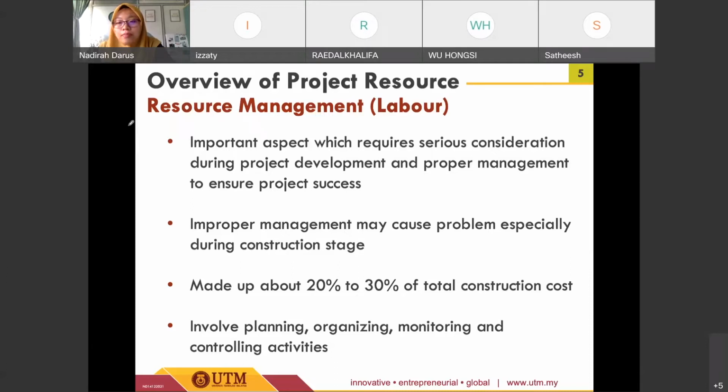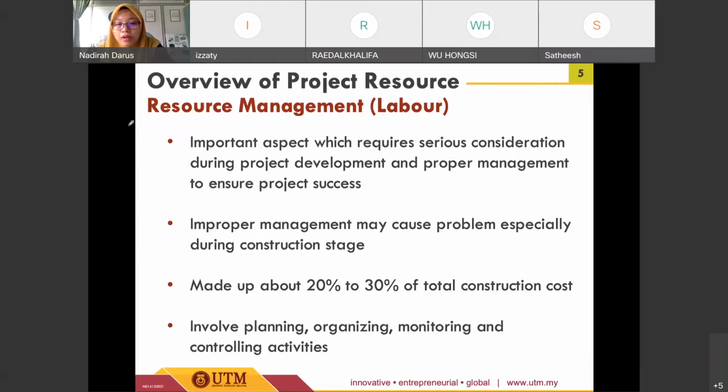For example, if we don't have a sufficient number of labor to do the works during the construction stage, for sure it will affect the progress of work, and it will affect the planning and scheduling of the specific task. So later on, that will cause delay issues.